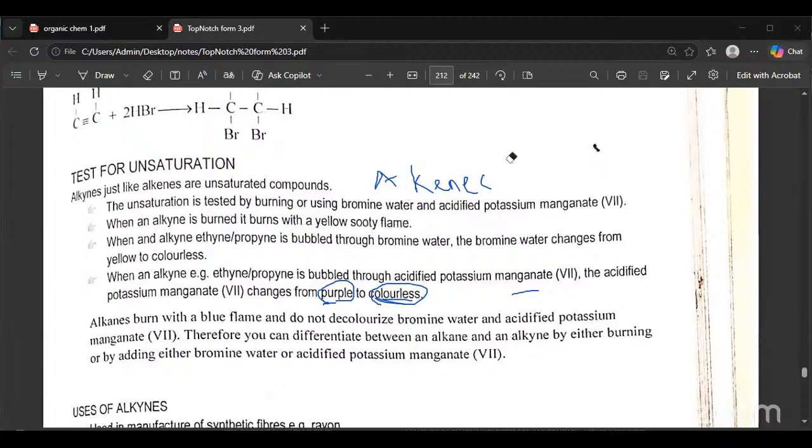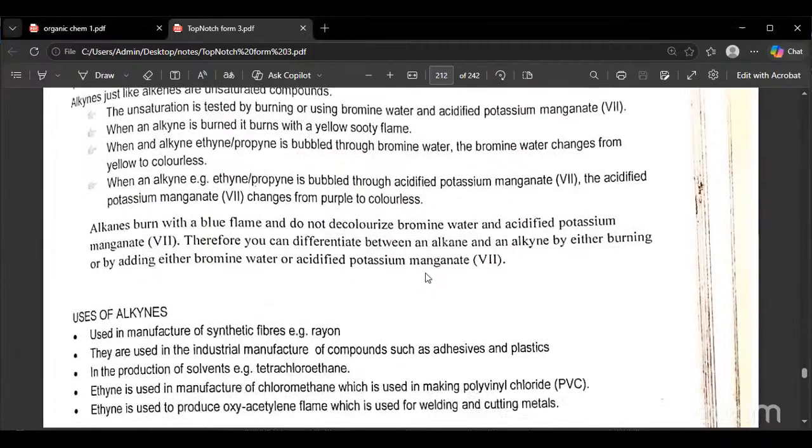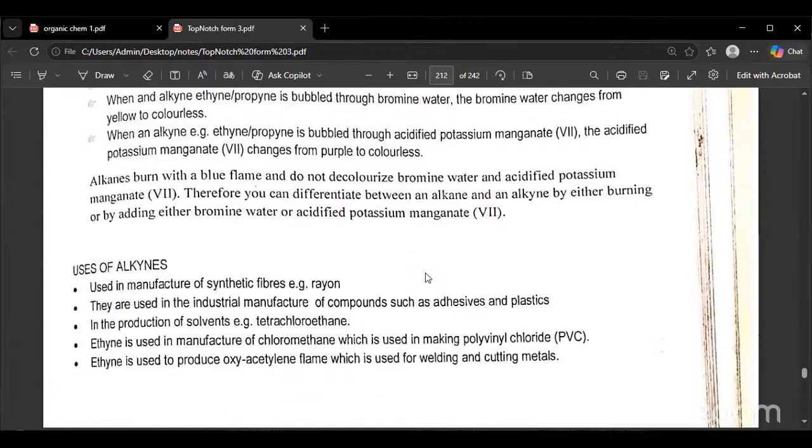Oxyacetylene flame. If you remember the uses of alkynes, I think we did mention that one. I think we can mention maybe two or three. It is very important for you to remember at least two of these. Manufacture of synthetic fibers, adhesives, and production of solvents. You remember the tetrachloroethane I was talking about. It is a very good solvent. Very good. Actually very good.